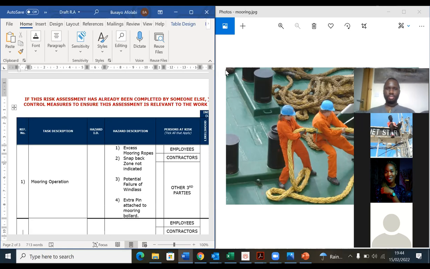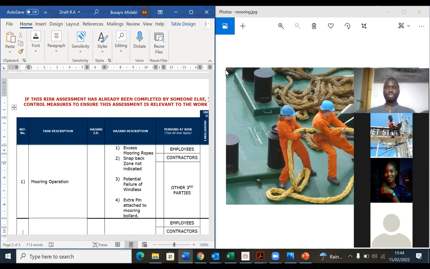It depends on the severity of the pitching and rolling. Because if the angle of roll is very high, they will find it difficult to balance themselves on the deck and complete the mooring operation. Thank you very much. That's a very brilliant answer.